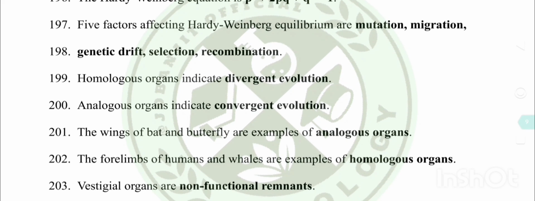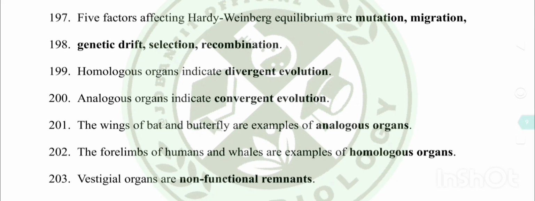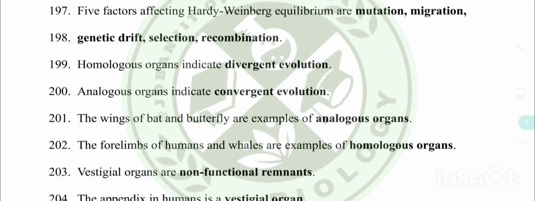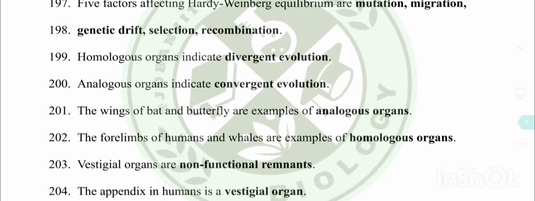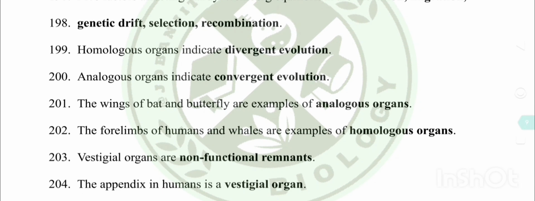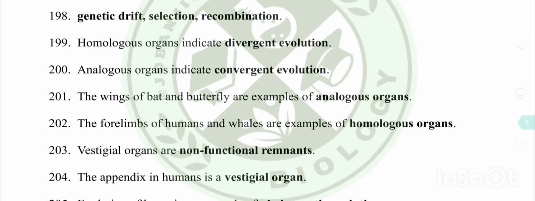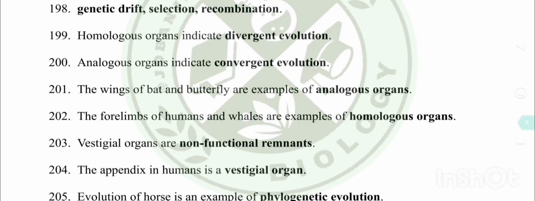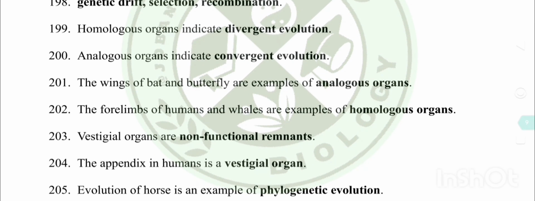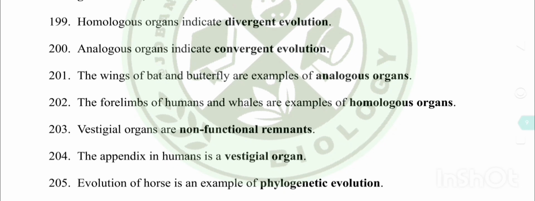199. Homologous organs indicate divergent evolution. 200. Analogous organs indicate convergent evolution. 201. The wings of bat and butterfly are examples of analogous organs. 202. The forelimbs of humans and whales are examples of homologous organs.